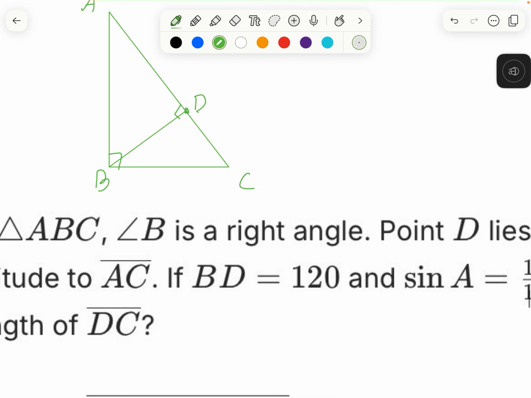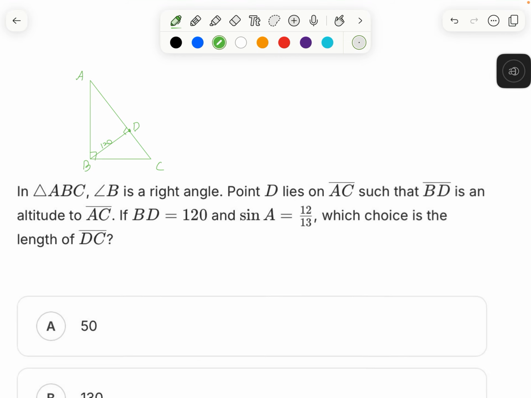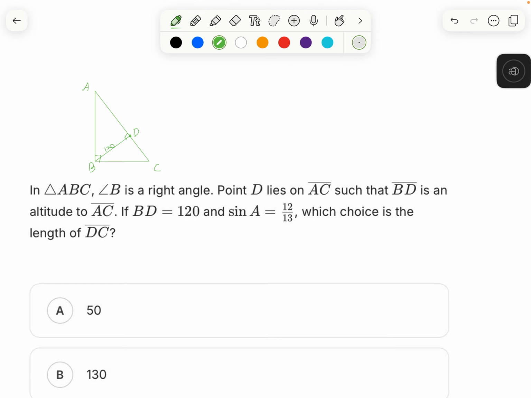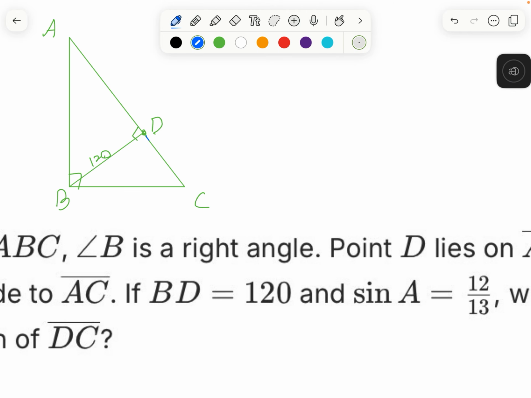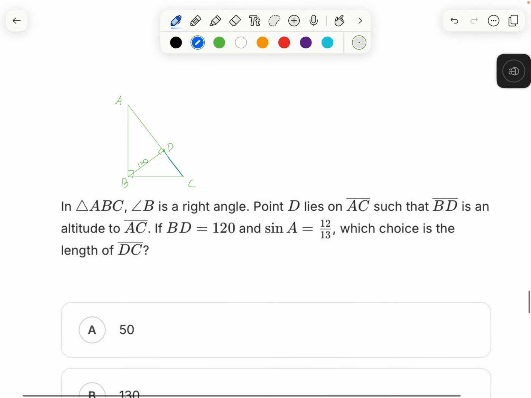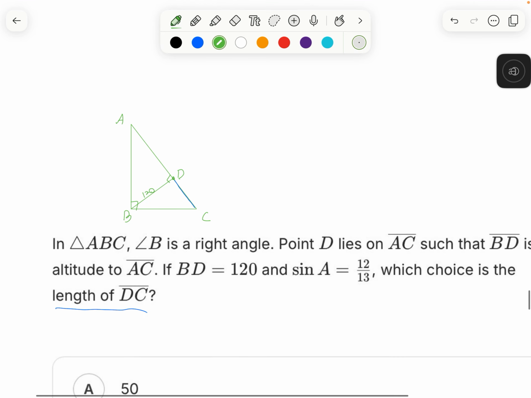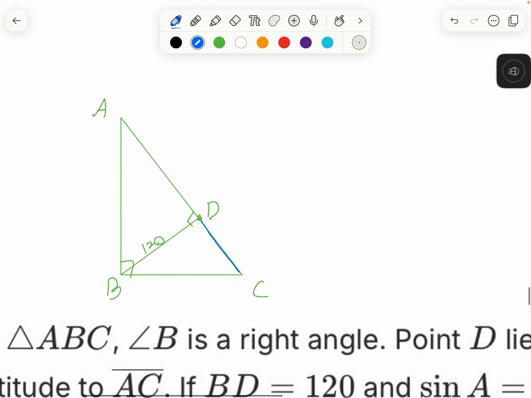If BD equals 120, so I'm going to write 120 there, and sine of A equals 12 over 13, which choice is the length of DC? So we're trying to find the length of DC. I'll highlight that in blue. And sine of A is 12 over 13. So with all that given information, what do we do first?